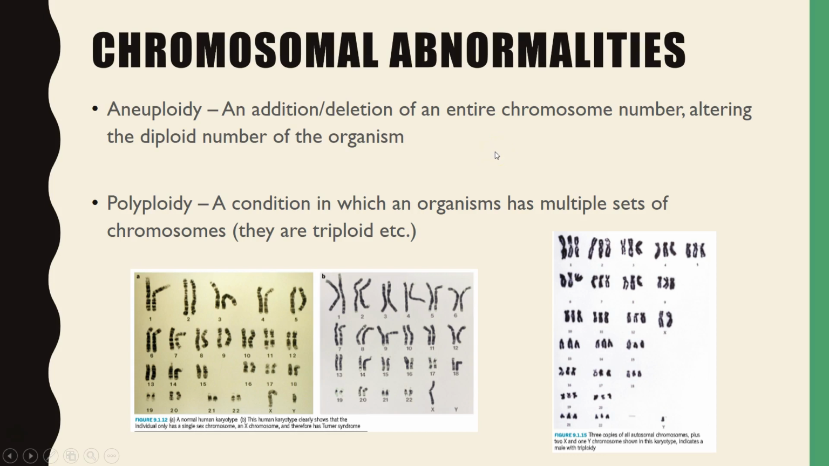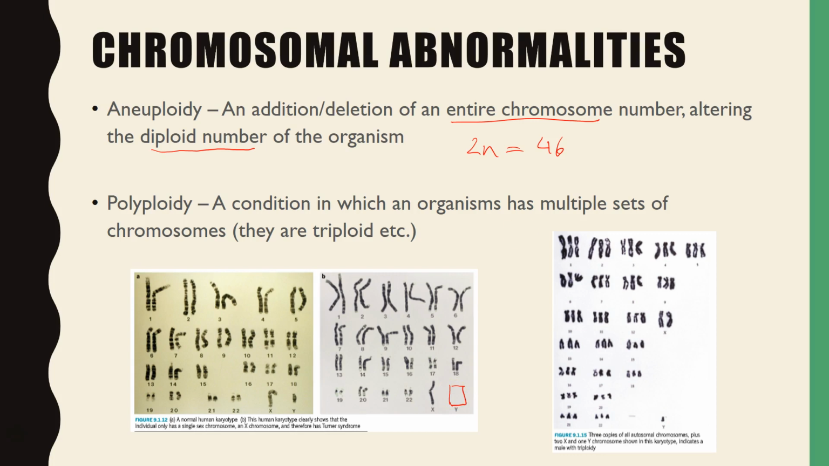So now chromosome abnormalities and how they change allele frequencies. Aneuploidy is the first one of those. That's an addition or a deletion of an entire chromosome, and it's altering the diploid number of that organism. So for humans, we have a diploid number, 2n equals 46, which is 23 pairs of chromosomes. You can see over here, this is a normal human karyotype in A, and this one here is a human karyotype which shows only a single sex chromosome. So we don't have a Y, we're missing the Y, we have the X chromosome. And there was not another X. It'll be a female, but they're obviously missing a chromosome.